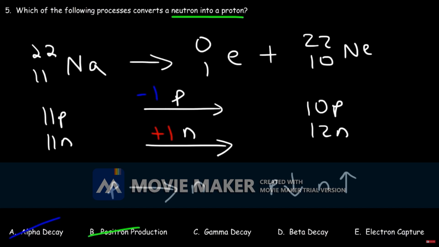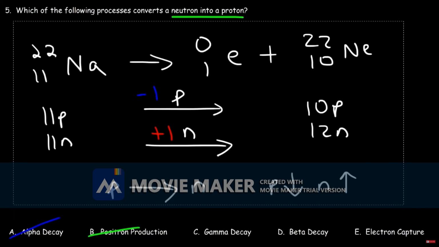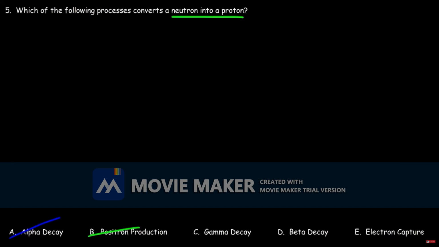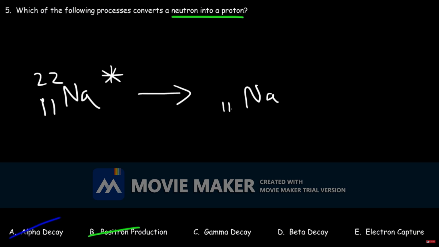The next one is gamma decay. Let's say we have an energetic element. Let me use an example. Let's use the same sodium-22. Let's say that it has a lot of energy and it emits some of that energy in the form of gamma radiation. Notice that gamma decay does not change the mass or the atomic number. So therefore, it's not going to convert a neutron into a proton. Gamma decay simply reduces the energy of the nucleus.